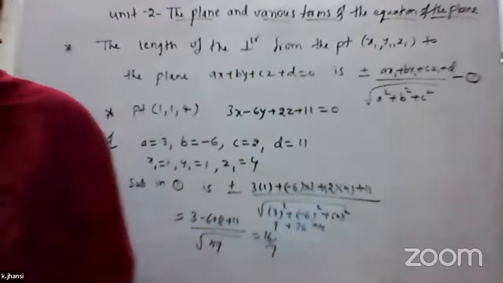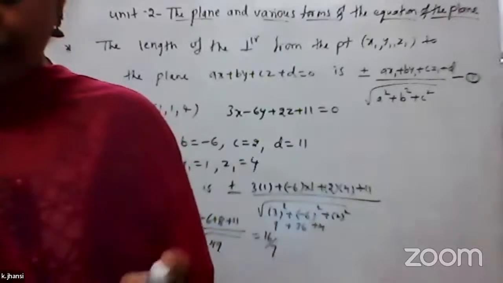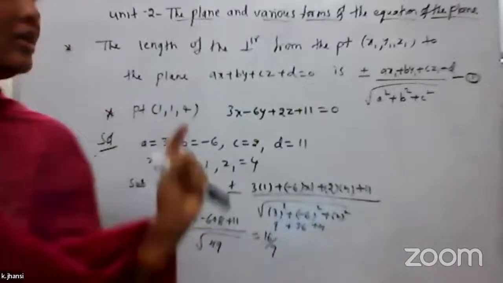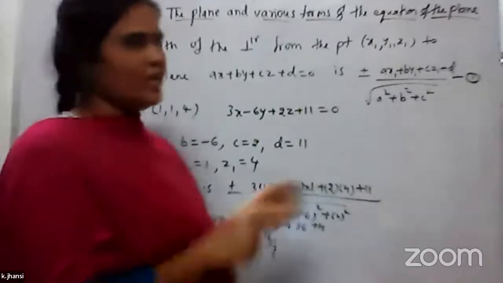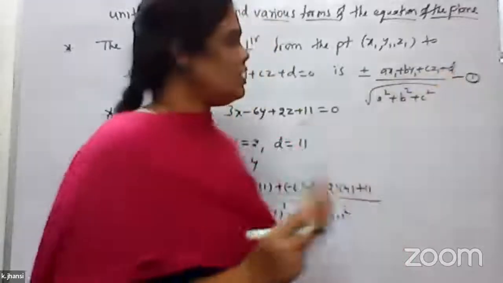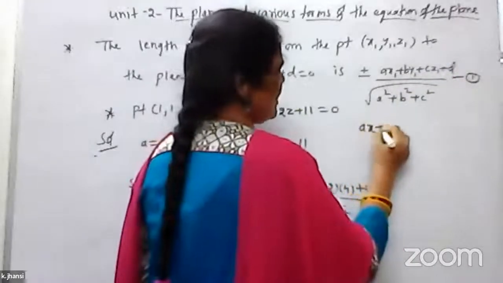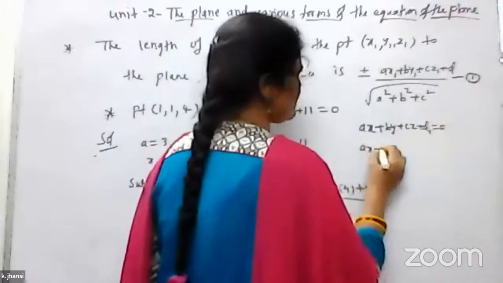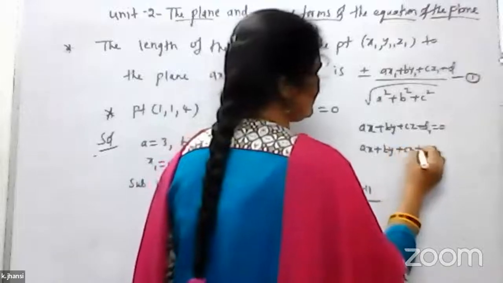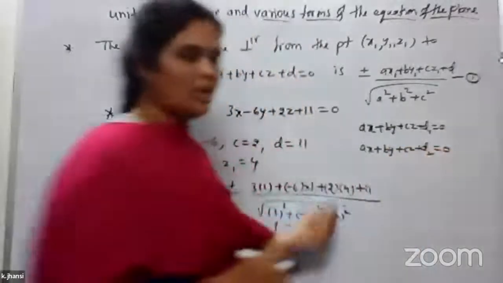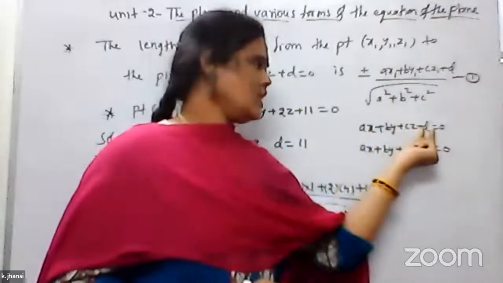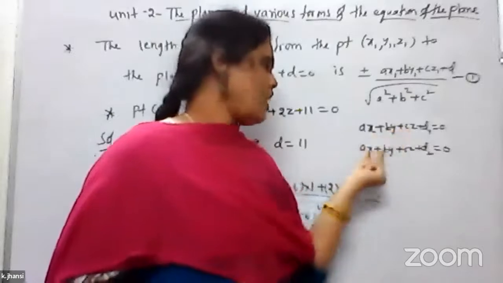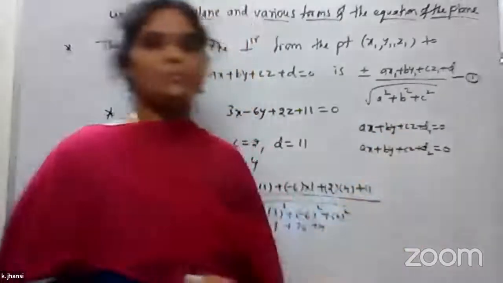Okay, so next we have page number 55, distance between two parallel planes. Okay, two planes are given. Parallel means the planes will have a difference only in the last value, the constant value, no? That is ax plus by plus cz plus d1 equals 0, then ax plus by plus cz plus d2 equals 0. Only the constant values d1 and d2 will be different, but the a, b, c values are the same in both.